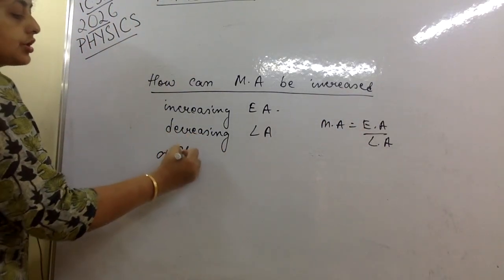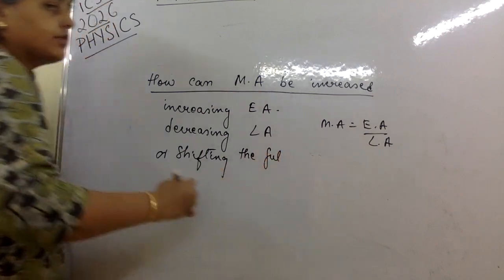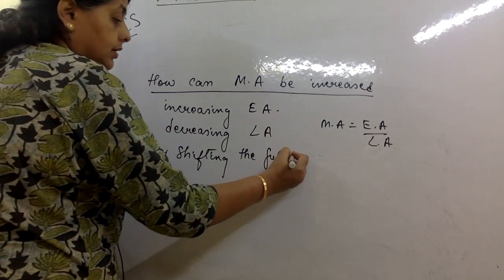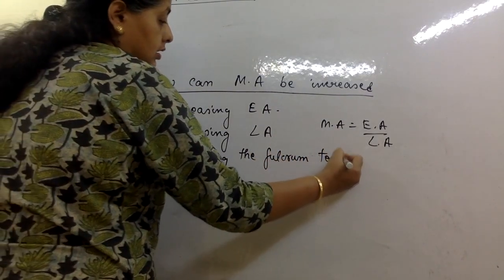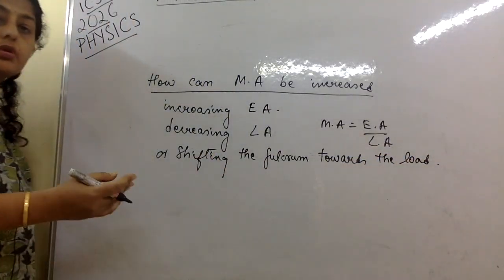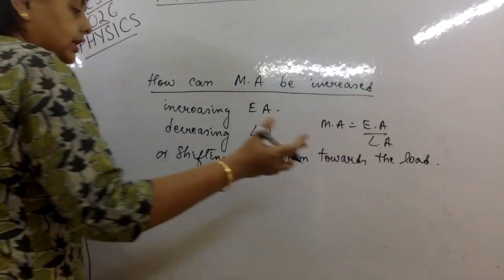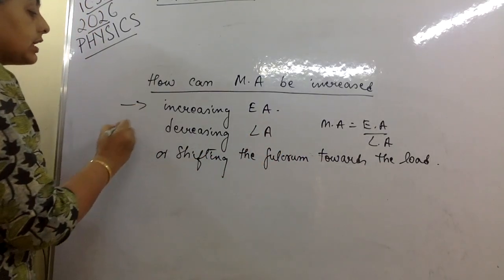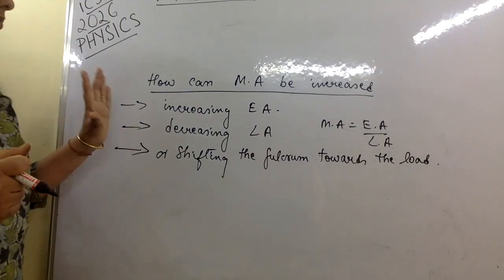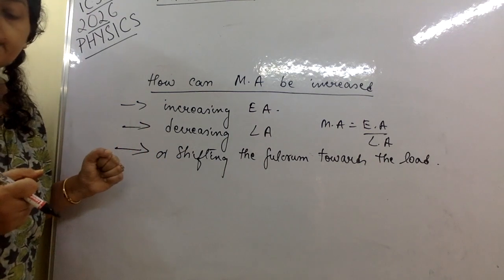Or shifting the fulcrum. They will ask you, if the load and effort are to be kept steady, then what to do? By shifting the fulcrum towards the load. If you are shifting the fulcrum towards the load, automatically effort arm becomes bigger and load arm becomes smaller. So these are the three ways in which you can increase the mechanical advantage of a machine.